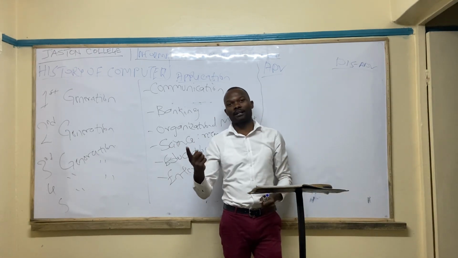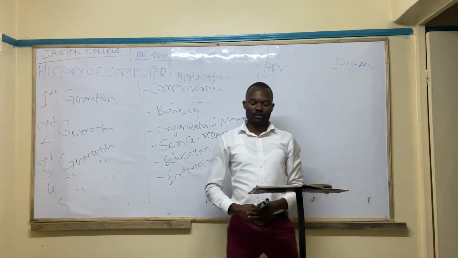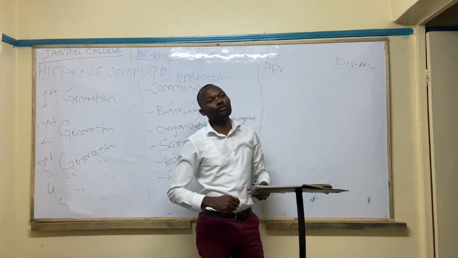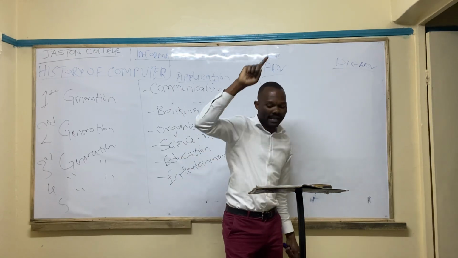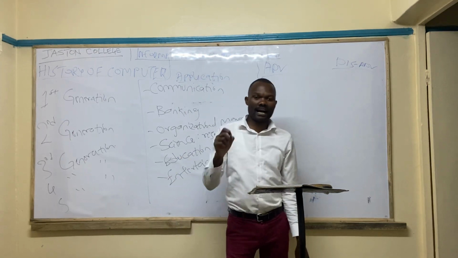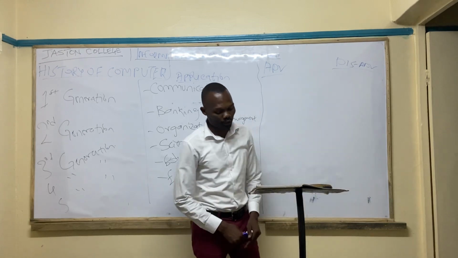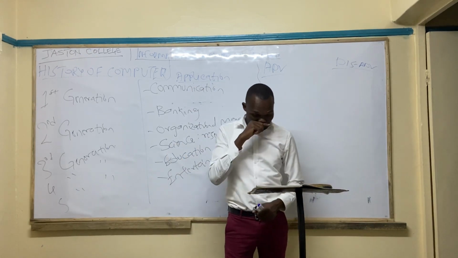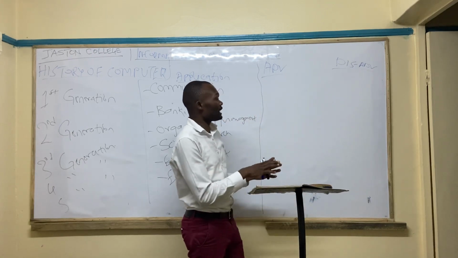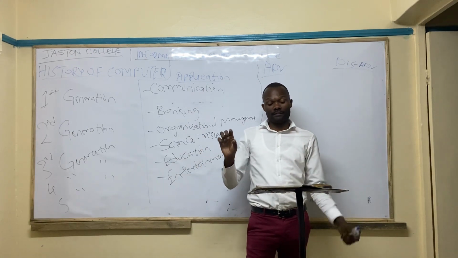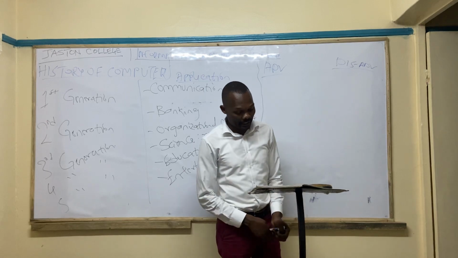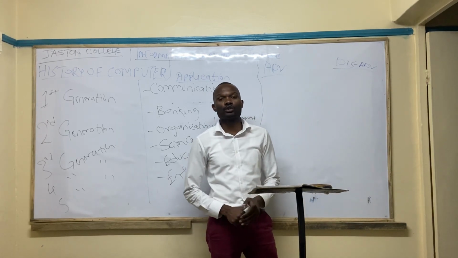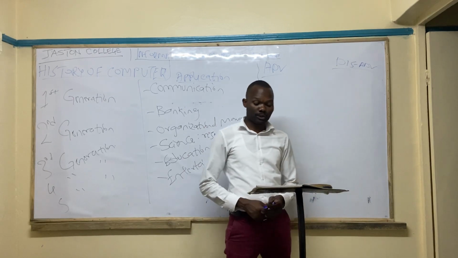Number one, speed of work. Number two, automation. Number three, you can communicate with someone who is miles and miles away. Number four, accuracy. Programs can make sure work is more accurate than if it is done manually. Data storage: it can store large information in a very small space. Then natural resources: it saves on the use of paper. Then it reduces workload.